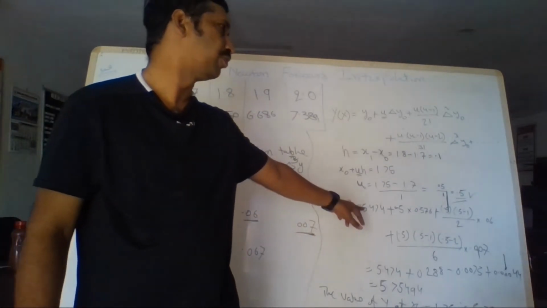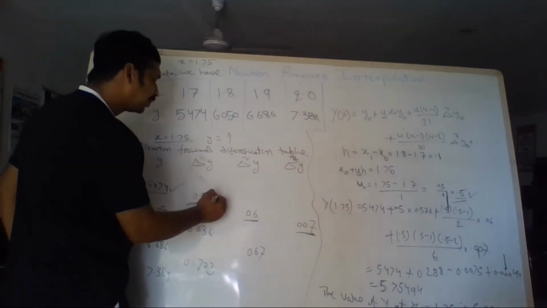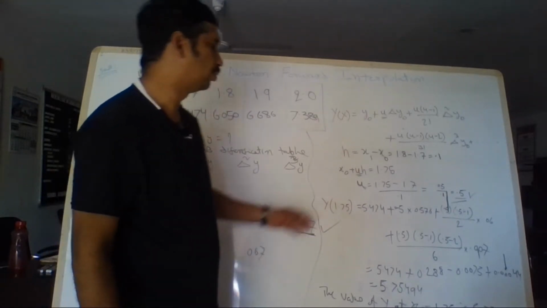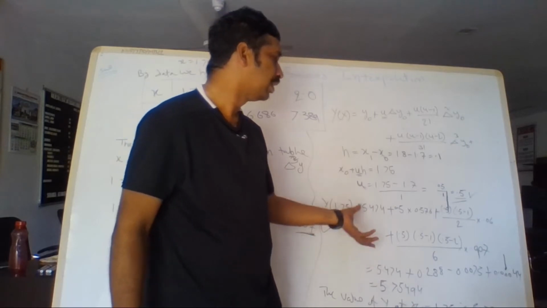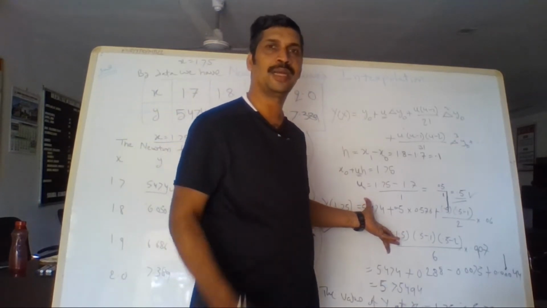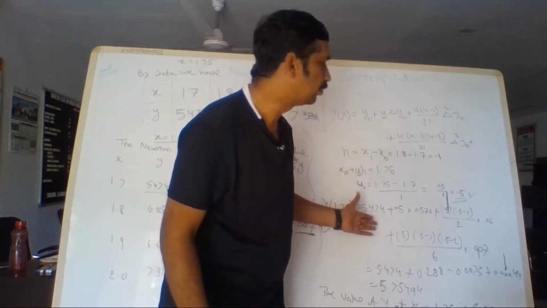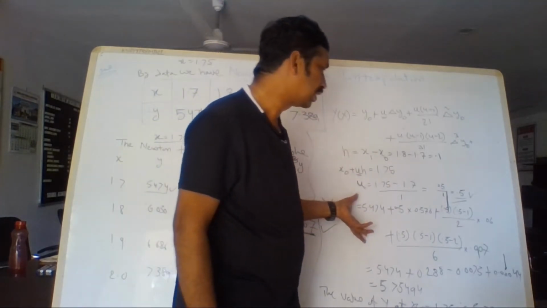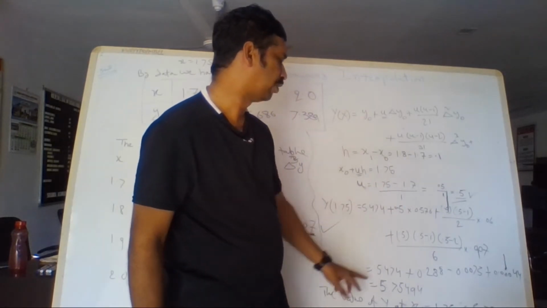y of 1.75 equals y naught value. Where is this y naught? This is the y naught, delta square y naught, delta cube y naught. All those values we will substitute and simplify. In order to simplify this expression, we must use a calculator. In a mathematics 2 exam, the calculator is a must, very important. If we do this calculation manually it will take a lot of time. Just type all these values directly in the calculator and we will get the value.